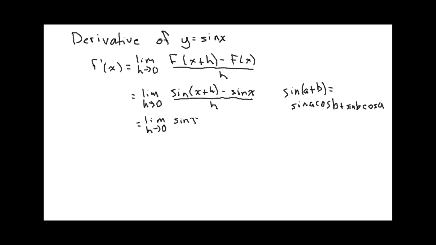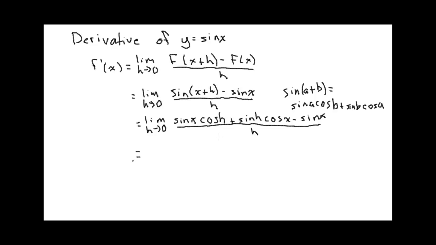So it's going to be sine of that first, x, times cos h, plus sine of that second, which is h, times cos x, minus, and then we have the minus sine x there. And that's all over h.